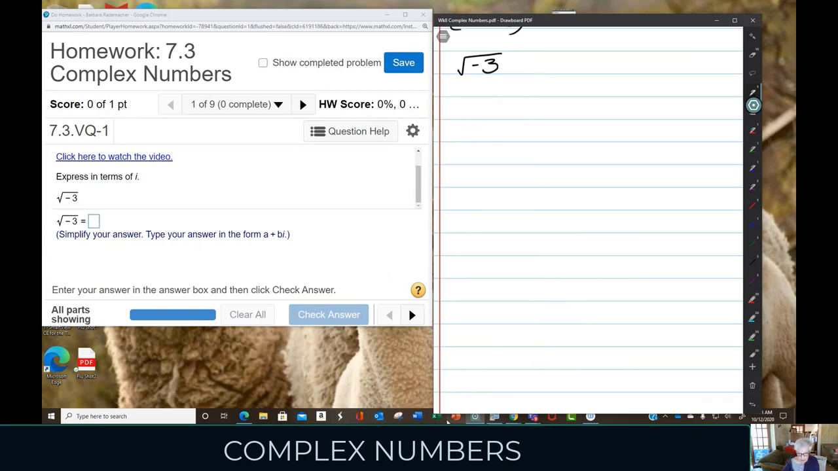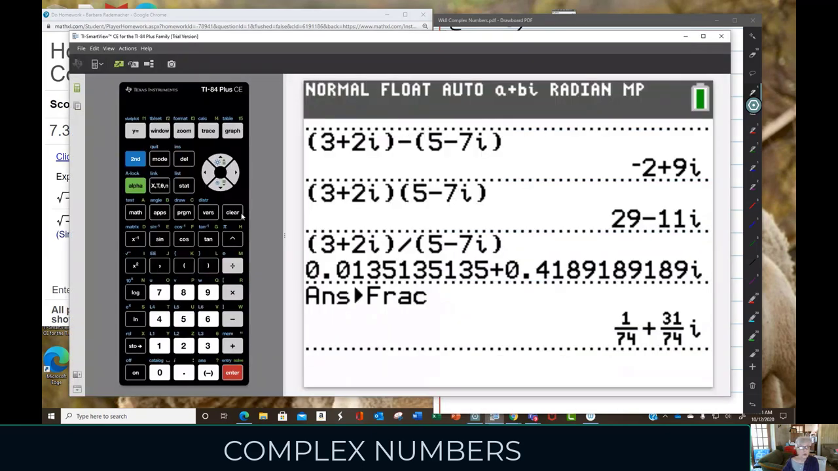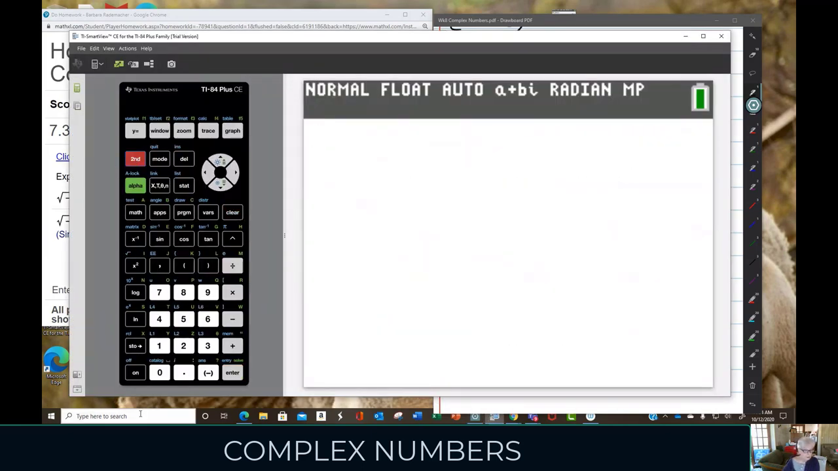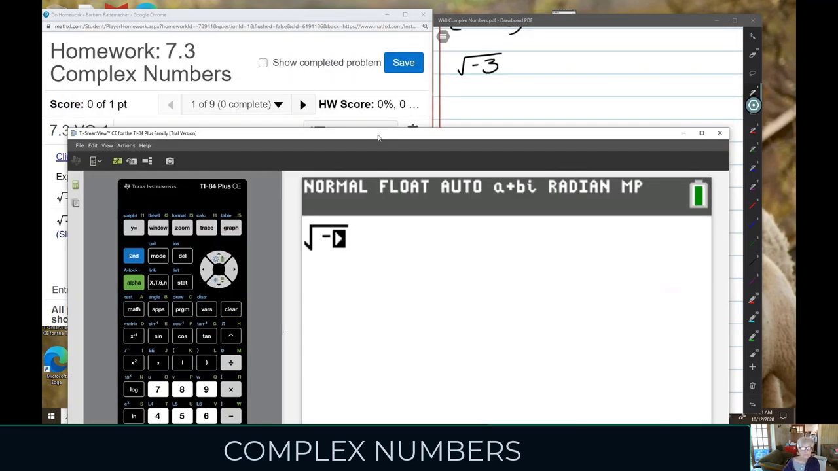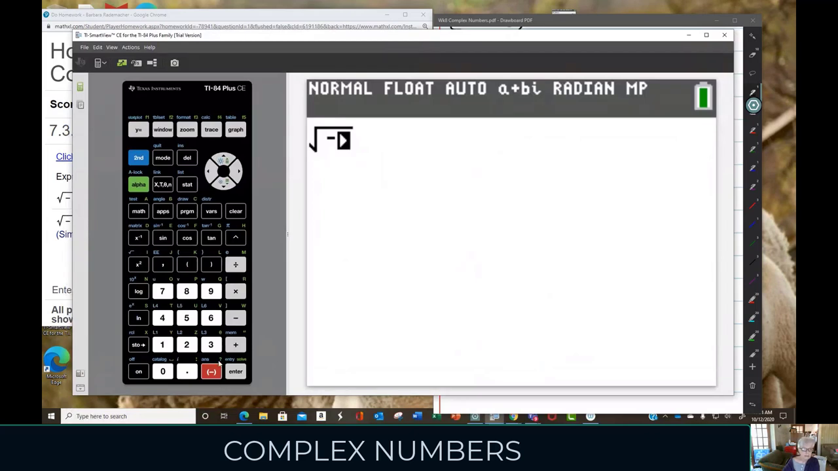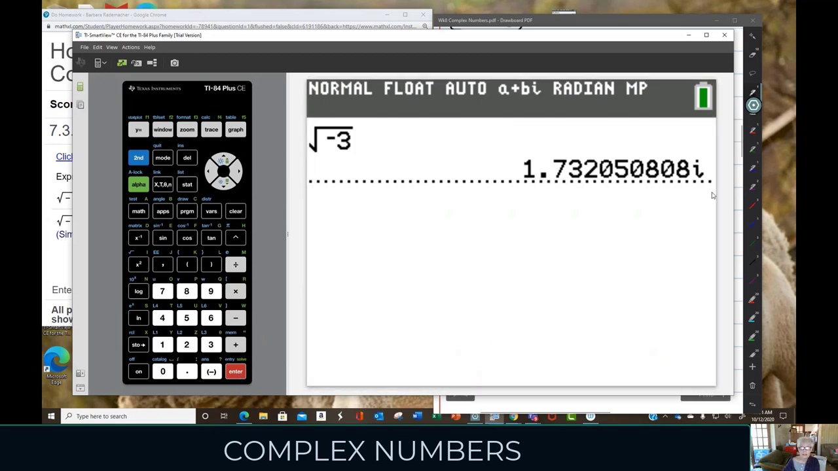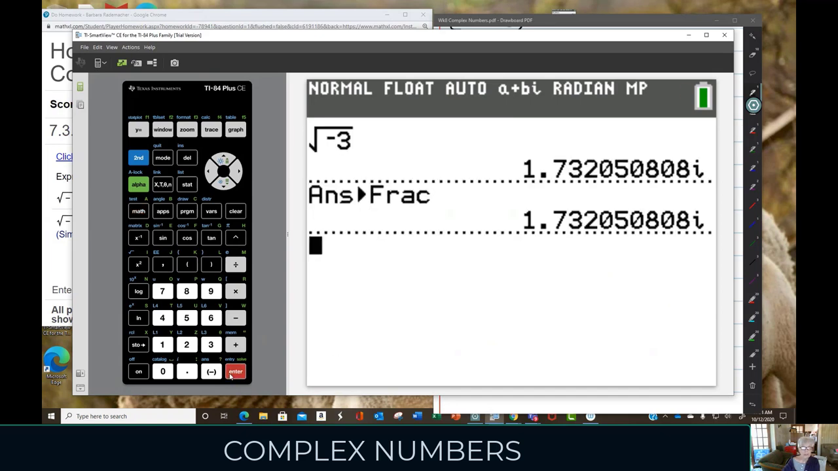Now let's see what happens if I put it in the calculator. I actually don't know. The square root of negative 3. Okay, now that's a negative sign and not a minus sign. I'm going to hit enter. There you go. Look at that ugly beastie. You can try as you might to make it into a fraction, and it won't, because the square root of 3 is an irrational number.